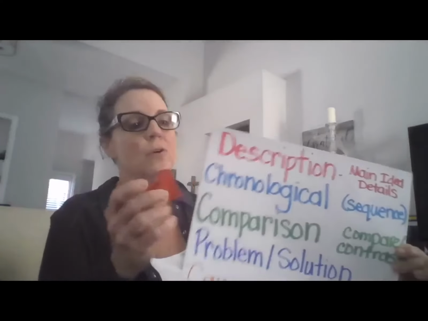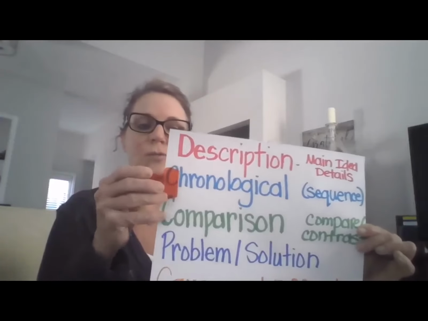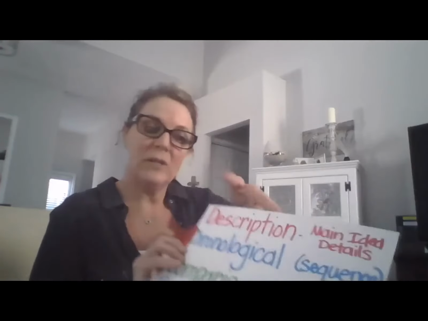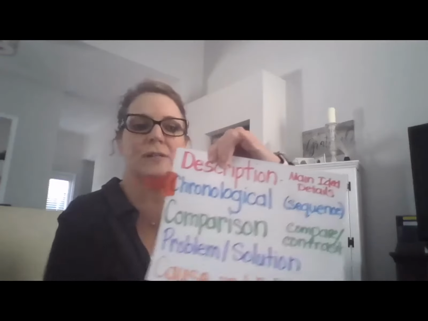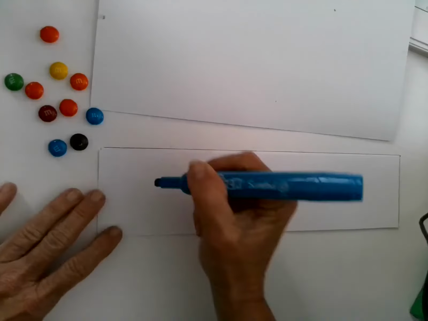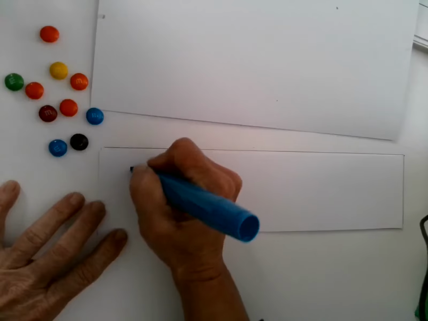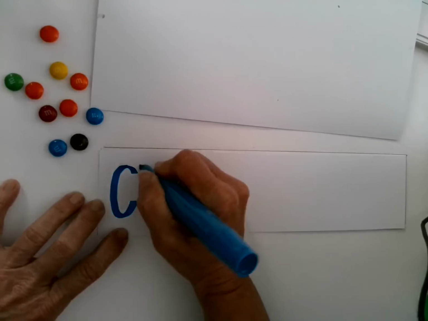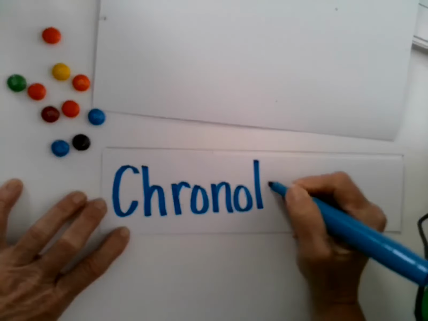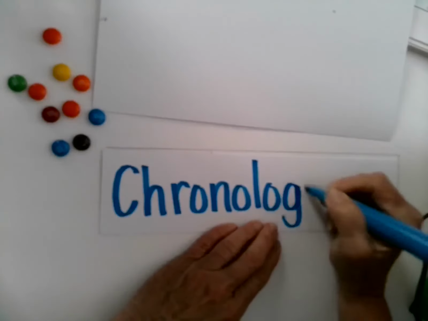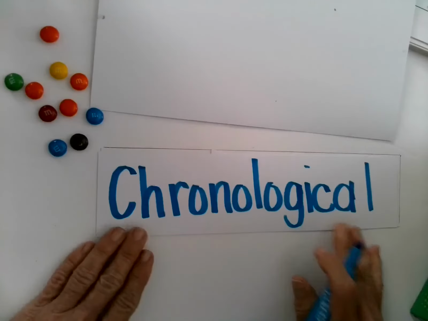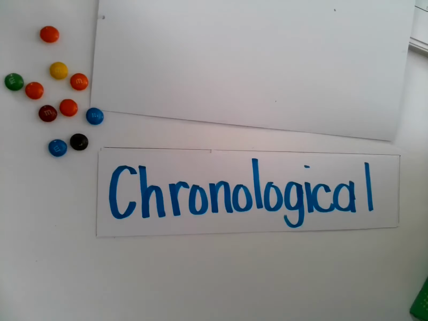So today we're going to focus on, and I'm going to teach you what the structure of chronological looks like and what it is. So that's the structure that we're going to focus on today. Chronological, that's a long word. 13 letters to be precise. Look at this. Cool. Chronological. What does chronological mean?